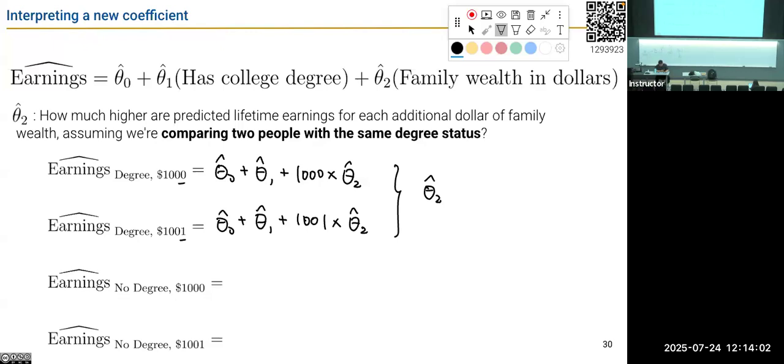What about for people with no degrees? They have $1,000 in family wealth. That's theta naught hat plus 1,000 times theta 2 hat. There's no theta 1 hat because they don't have a college degree. And then for this person with $1,001, the difference here is again theta 2 hat.